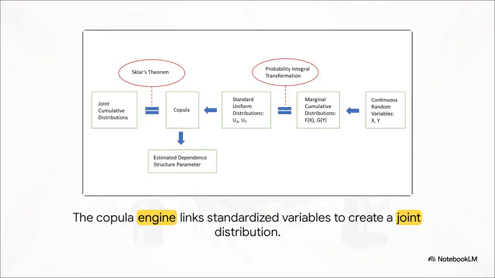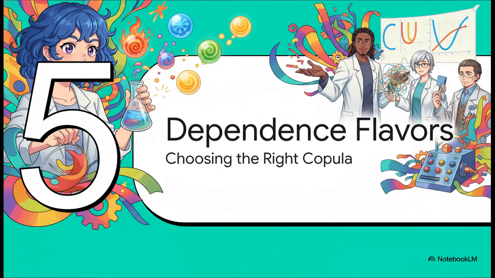So if we look back at our flowchart, we can see the whole picture now. The standardized variables from the right all feed into that copula in the center. The copula is the engine that processes their relationship, and it's what creates the final, combined, joint distribution over on the left.